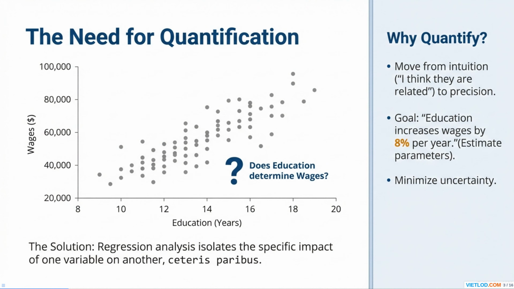The key solution here is regression analysis. This powerful statistical technique allows us to isolate the specific impact of one variable, like education, on another, such as wages, while holding all other relevant factors constant, a concept known as ceteris paribus.